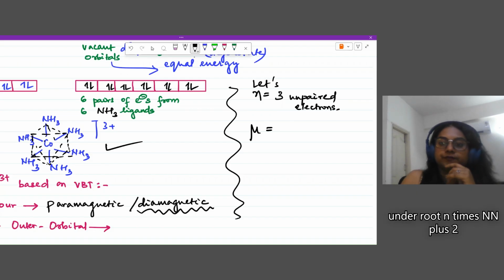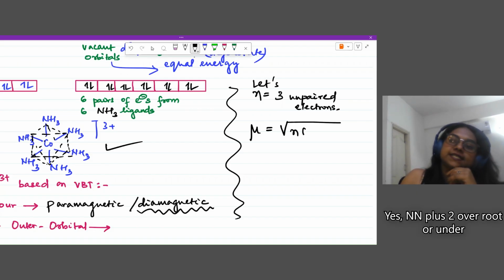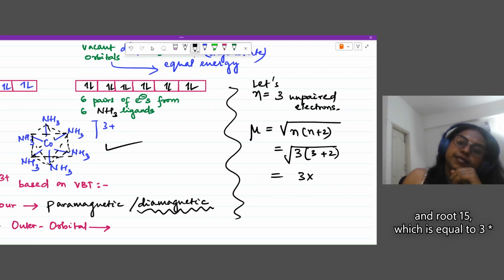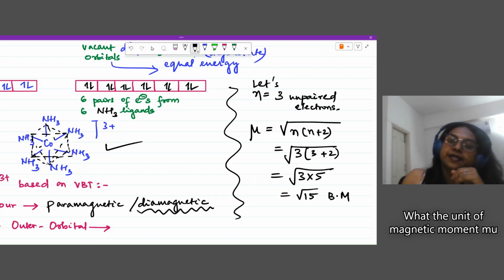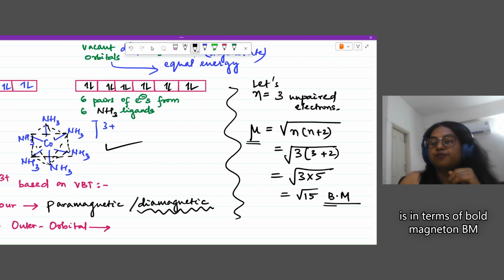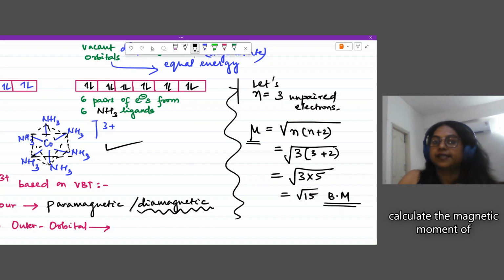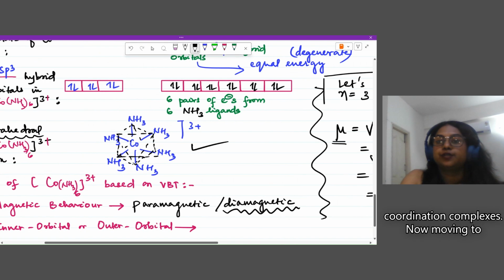Under root n times n plus 2, n being 3, so 3 times 3 plus 2, which is equal to root 15, or 15 under root. The unit of magnetic moment mu is in terms of Bohr magneton, BM, right? This is how we calculate the magnetic moment of coordination complexes.